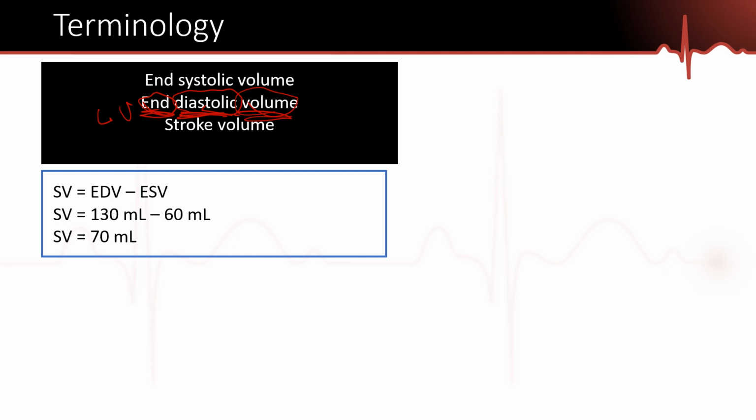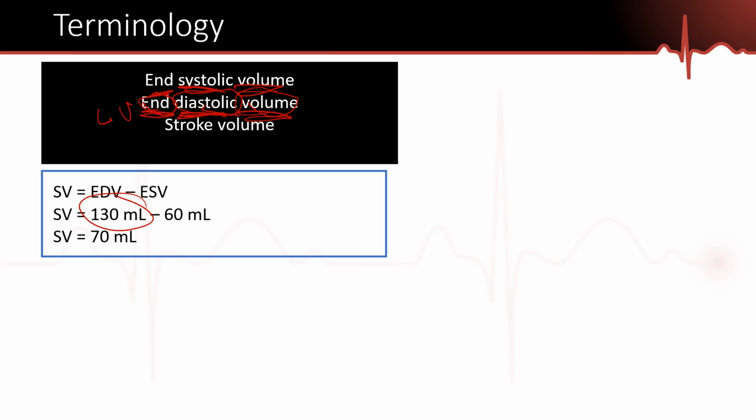That also means once the left ventricle is finished filling with blood, what's the amount of blood within it? And it tends to be, on average, about 130 milliliters. That varies significantly from one person to the next, but that's a fair average. Okay, the next term: end systolic volume.